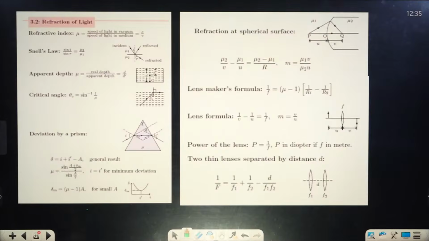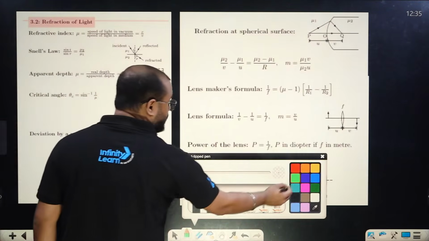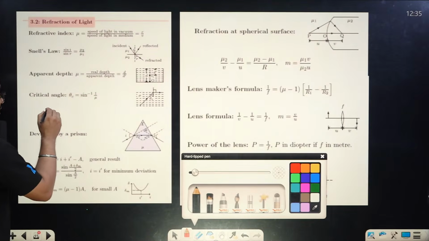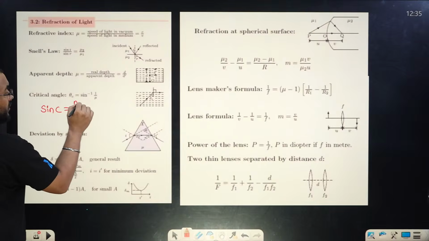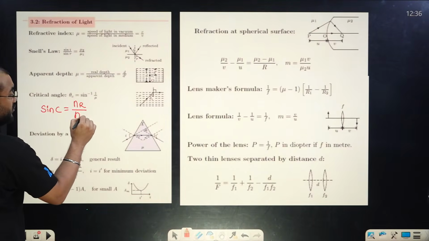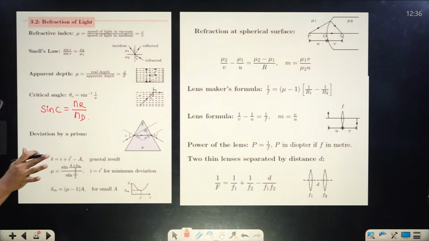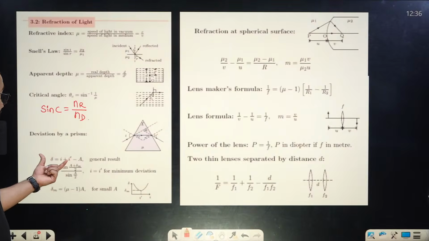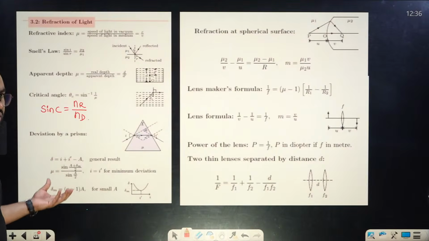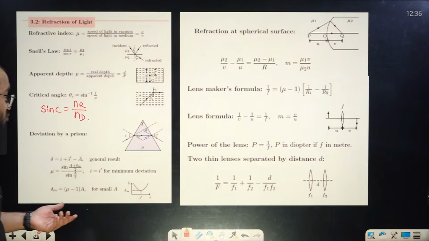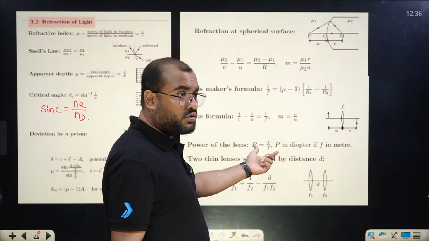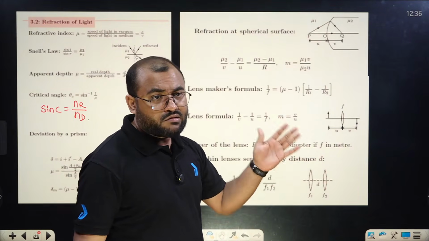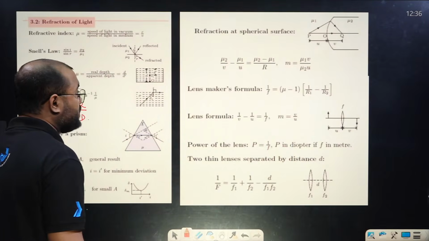Apparent depth, critical formula. If you are having an issue with the critical angle, please do remember sin C. You can say the critical angle will be equal to the refractive index of the rarer medium divided by the refractive index of the denser medium. Simplest formula it is. Got my point? Then the deviation of the prism, the converging power. These are the things that should be very much there: the combination of lenses, the combination of the powers. We have to find out the value of P net.